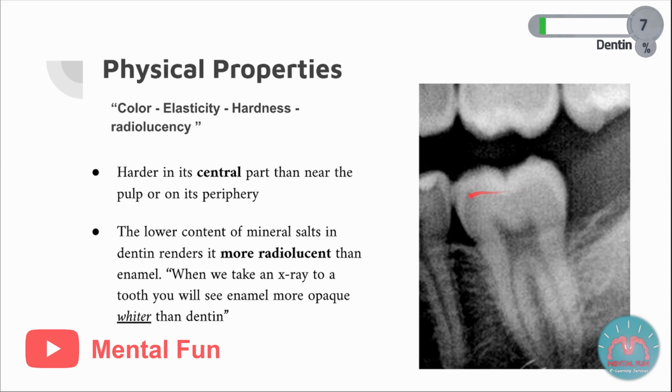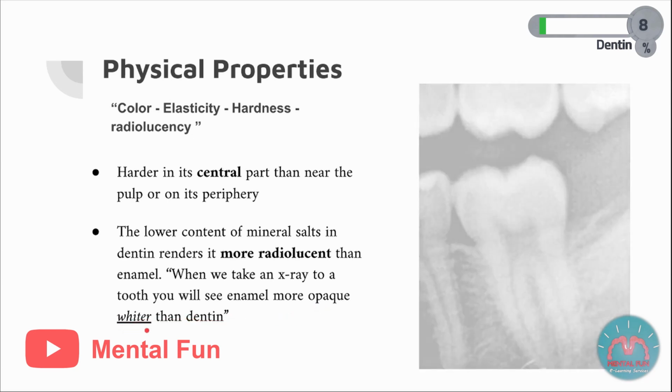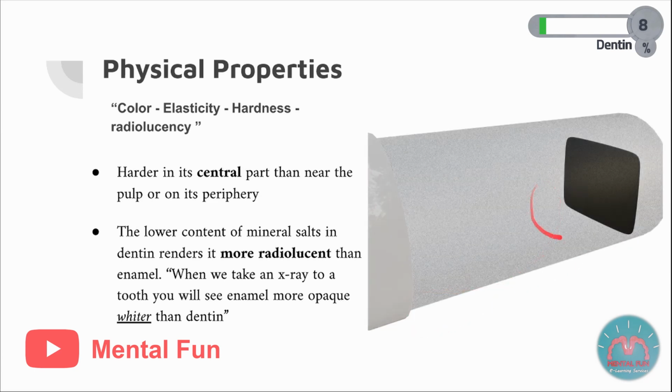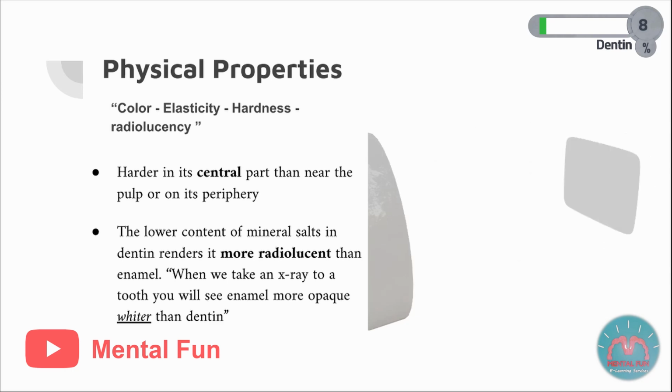When we take an X-ray of the tooth, you will see enamel more opaque than dentin. More opaque means whiter. To understand this concept, this is the X-ray film before being subjected to X-ray, and this is the X-ray source. If the film is exposed to the X-ray source, it will turn black. So white is converted by X-ray to black.